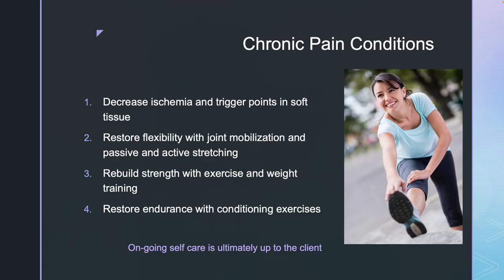Then we're going to restore flexibility with joint mobilization and passive or active stretching with the client. So trigger points to release the tension, range of motion. Then the body will rebuild strength. They can do it with their exercise program or weight training or physical therapy if that's what they're doing. And then after things start healing, they can restore the endurance and things are kind of more back to normal.